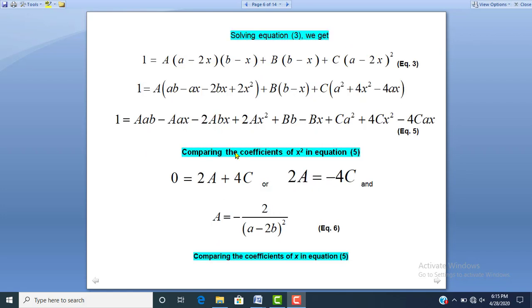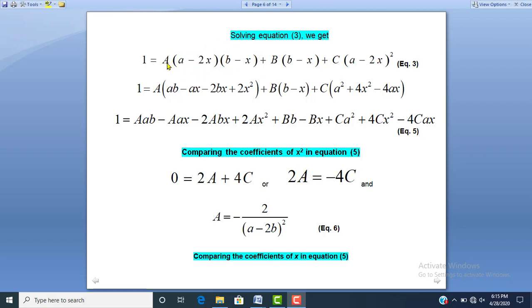Similarly, dear students, when we solve equation 3, we will get 1 is equal to a into (a minus 2x) into (b minus x). When we multiply these two terms, a minus 2x with b minus x, the resultant product will be ab minus ax minus 2bx plus 2x square. This is a simple algebraic rule that you have studied in your matric class.